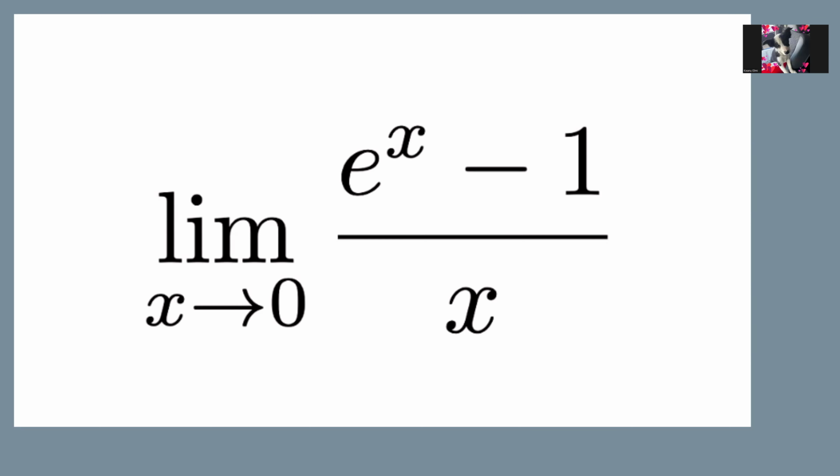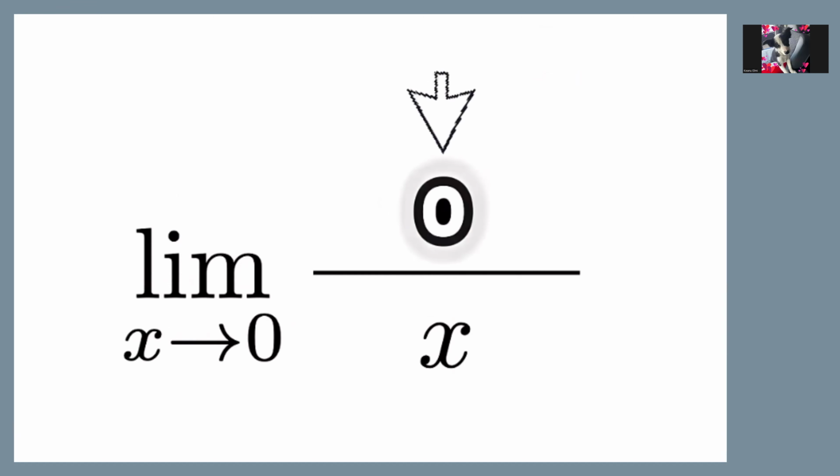Now let's try to solve the bottom. Let's plug in 0 again. X is 0, so we have 1 over 0. Now let's see that. 0 up top, because those two cancel out. Now we plug it in for the bottom. 0 on the bottom. Now we have 0 over 0.